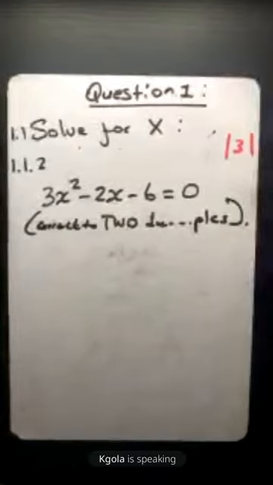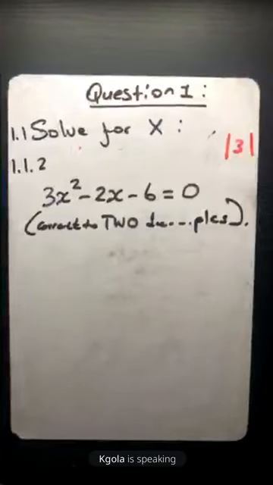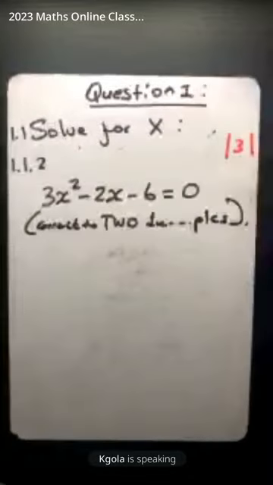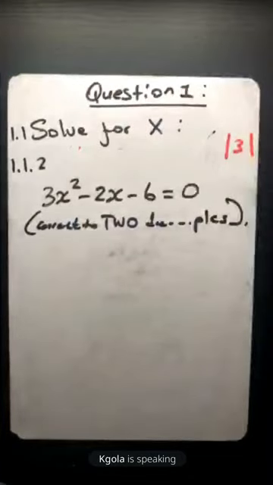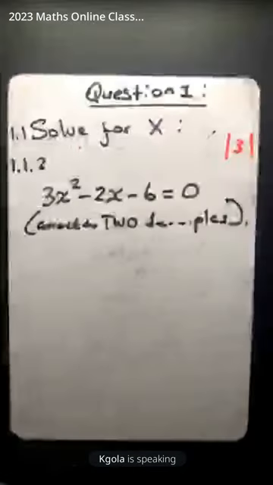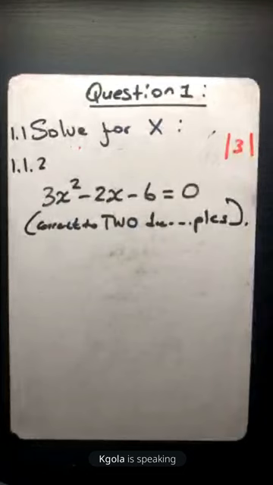So, sir, it's an equation, and it is a quadratic equation because it is equal to zero. So it's in the standard form. It's equal to zero, and it has a square, a power of two. One term is to the power of two. Also, the statement that says correct to two decimal places is a hint that it's a quadratic equation.